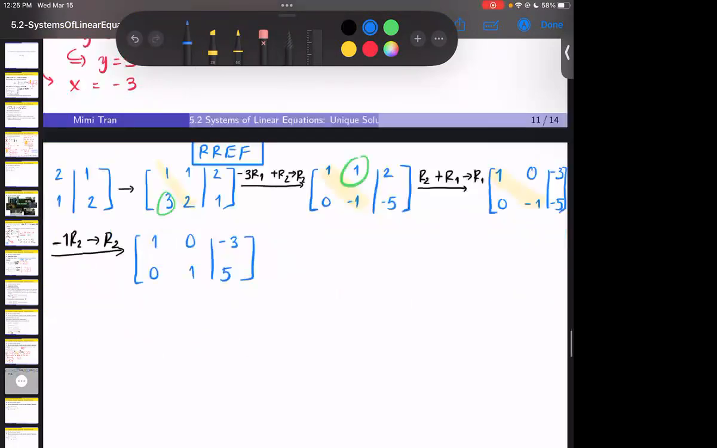Your final solution: x equals negative 3. Did you see that? It's 0y, so there's nothing there. y equals 5. The same answer you had above.